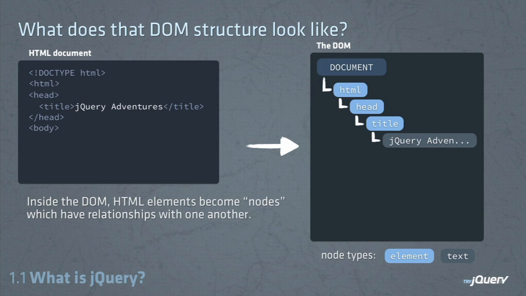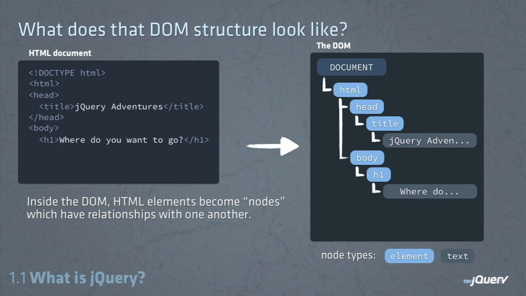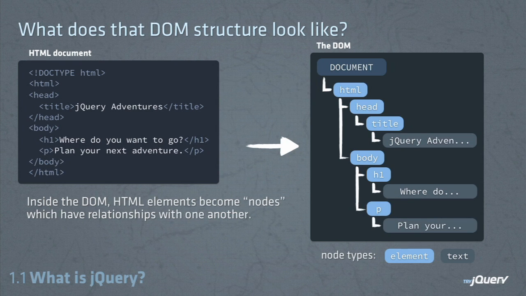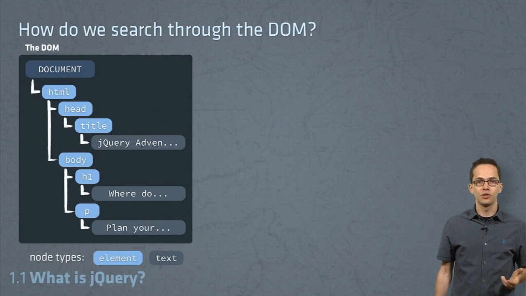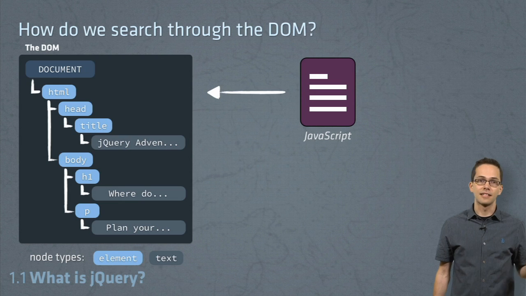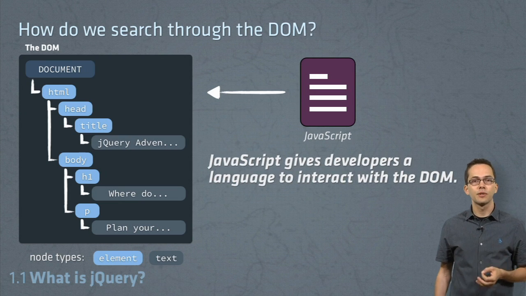Then we have the body node, which is a sibling to the head node. Underneath that is an H1 node with a text element of "where do you want to go." And then lastly, we have a paragraph node, which also has a text node under it. In order to interact with the DOM, all browsers use JavaScript. That's a standard language that gives developers a way to interact with our DOM.